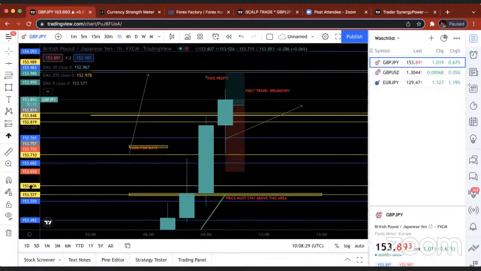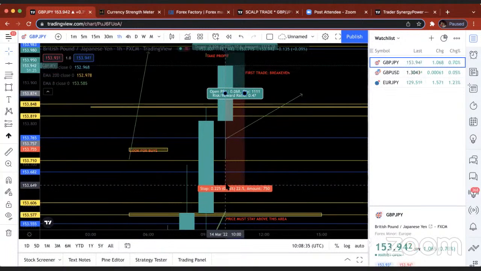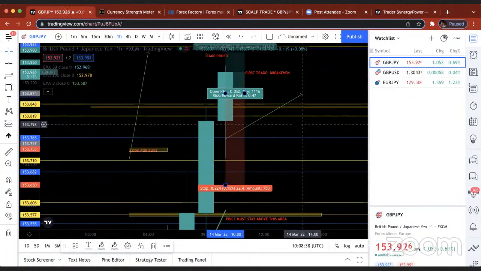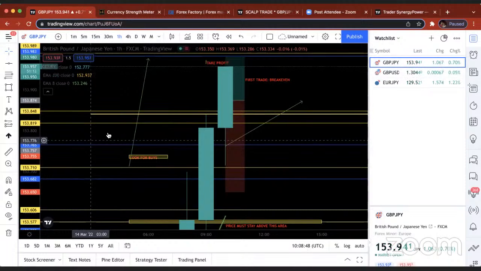I'm gonna tell you where my stop loss is. I'm gonna risk 22 pips on this. Actually, I'm gonna put it at 650 right there. There it goes. So stop loss is going to be 153.650.